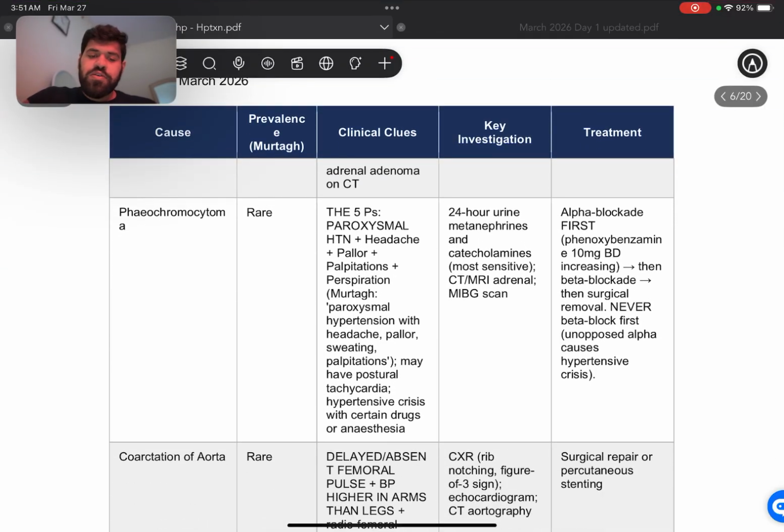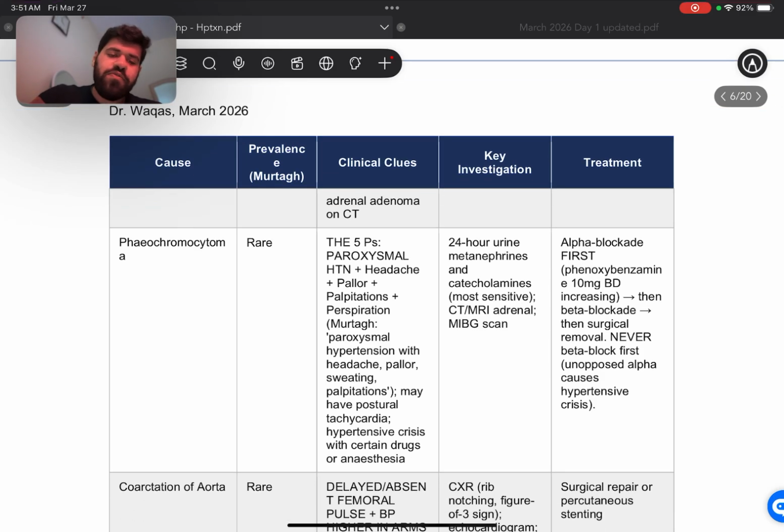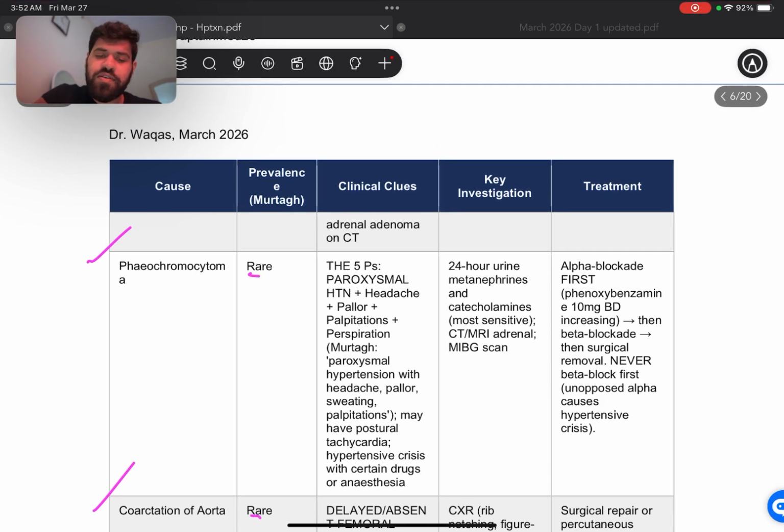And coming up to the most asked, the two that are the most asked, pheochromocytoma and coarctation of aorta. Prevalence, both of them very rare, but the questions are not as rare. They'll still base it off of the fact that you're supposed to know this and you're supposed to answer those questions as well. Now, in pheochromocytoma, we use something as the 5 Ps. So paroxysmal hypertension, headache, pallor, palpitations, and precipitation. So that means a lot of sweating is going to be present in the patient.